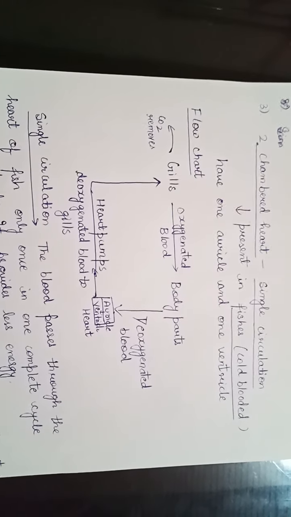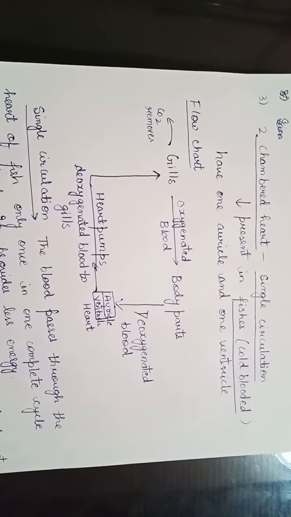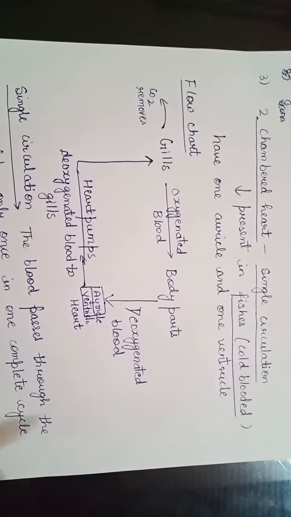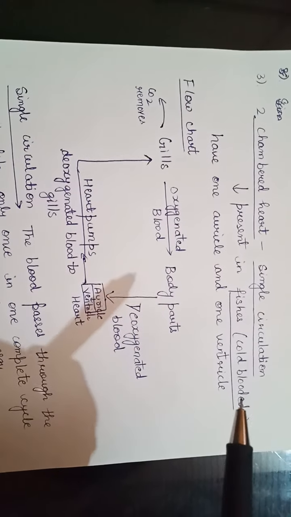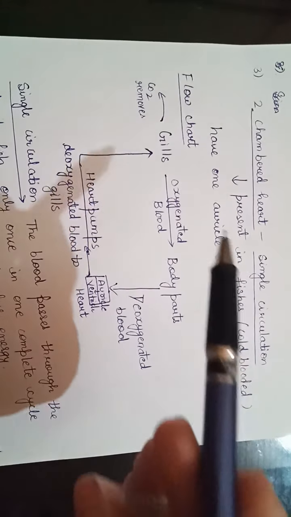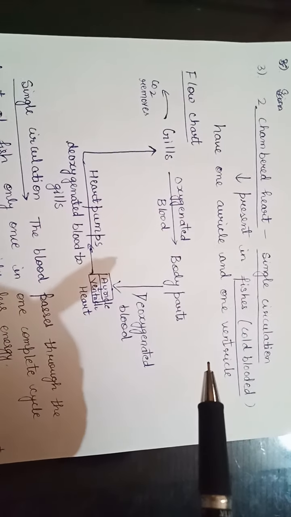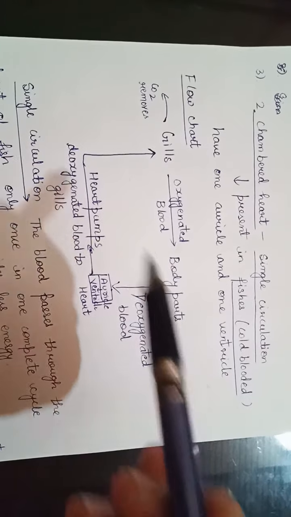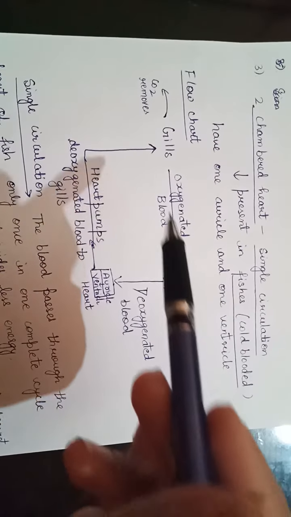now next is related to the two chambered heart. So the two chambered heart follows only the single circulation. And why single circulation? Because only one auricle and one ventricle are present. Okay, and this is the flow chart showing how the circulation follows.